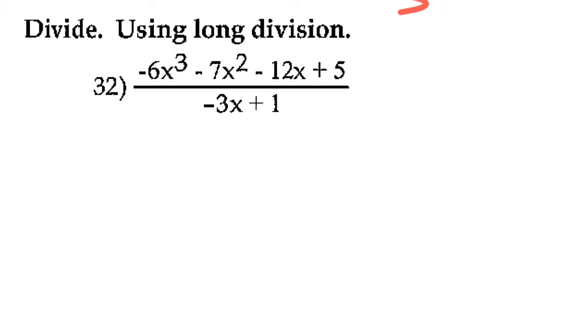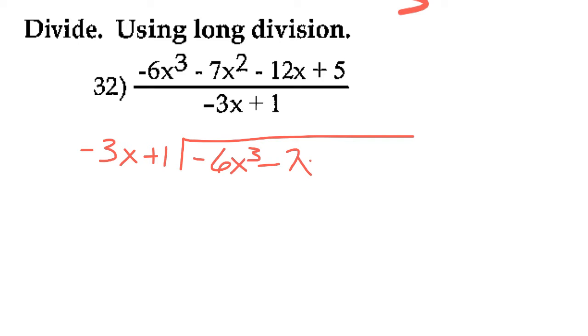Okay, we're going to use long division here on this problem. So the first thing to note here would be to set it up properly. Negative 3x plus 1 on the outside of the box, and negative 6x cubed minus 7x squared minus 12x plus 5 on the inside of the box. And we're going to go by asking ourselves, what do we take times negative 3 to get negative 6x cubed?